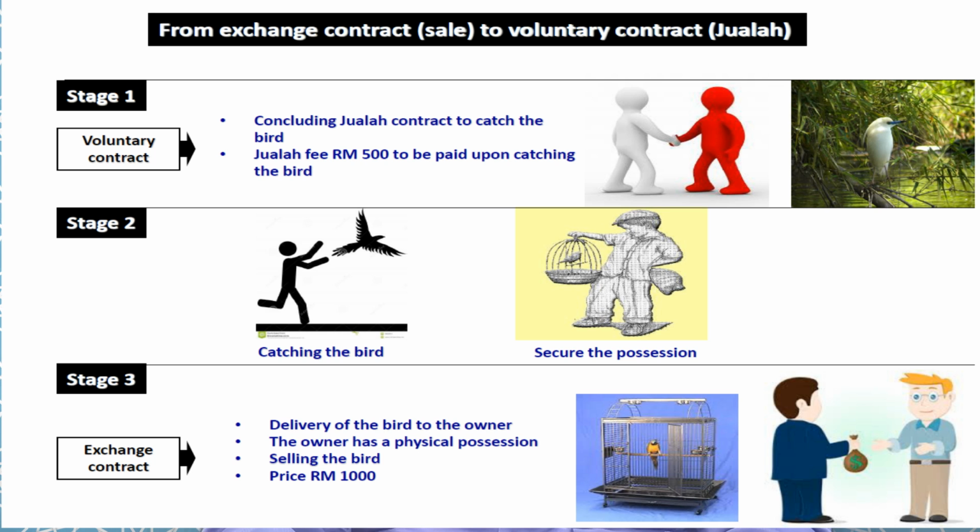Upon catching the bird and securing possession, al-qabd, it will be delivered back to the owner who initiated the ju'ala contract, and he will pay him the ju'ala. Let's assume the ju'ala is 500. So you will give him 500, either in cash, or it will be a liability that you should pay him because he gave you the bird. You are supposed to pay him back the 500, either on the spot or later on, but that's the arrangement.